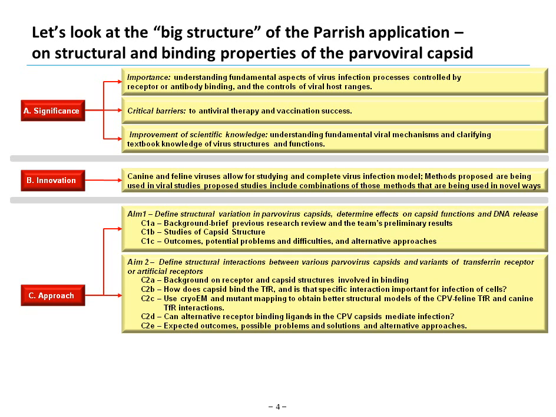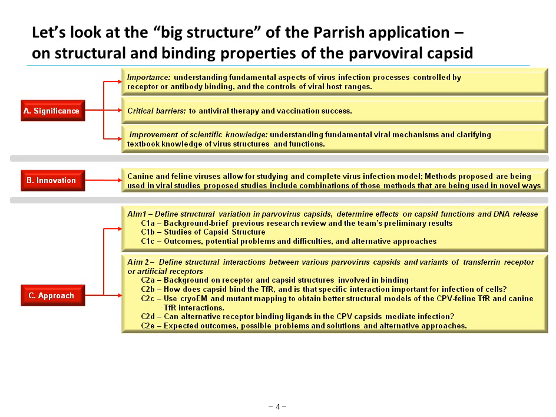The second aim was to define the structural interactions between the various parvovirus capsids and the variants of a specific receptor, transferrin receptor, or artificial receptors. And note the structure of this section, how it mirrors the first one. We have some background on receptor and capsid structures involved in binding, and that includes some literature review. Then there are a series of explicit or implicit research questions that fall under this aim.